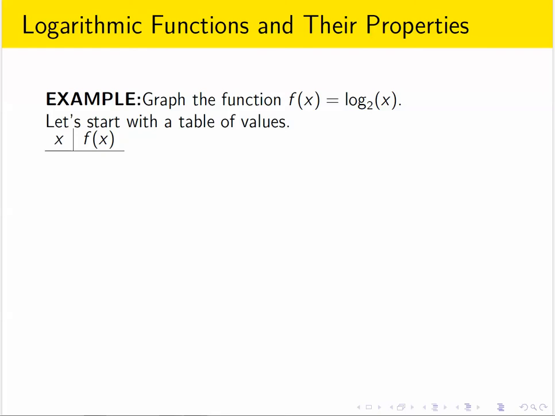And I'm going to pick some values for x that are going to be easy to compute. So let's say I start with x equals 4. So I want to calculate log base 2 of the number 4. So what does that mean? It means I want the power of 2 that will give me 4. And so the right answer for that, the right number to fill in here, is 2.